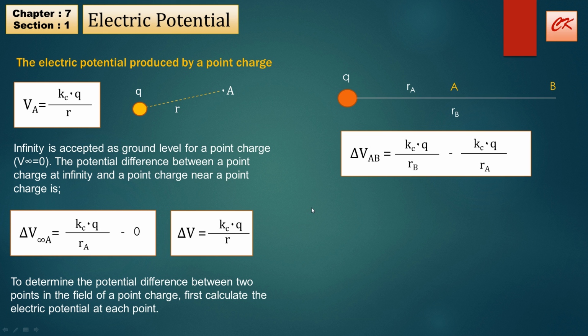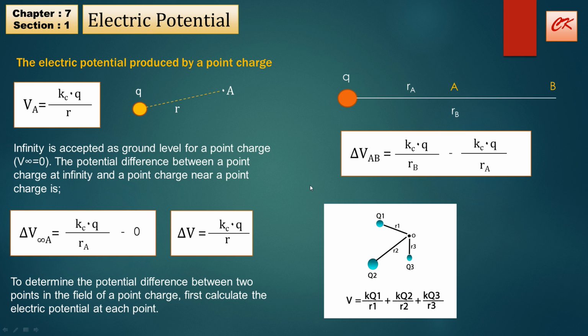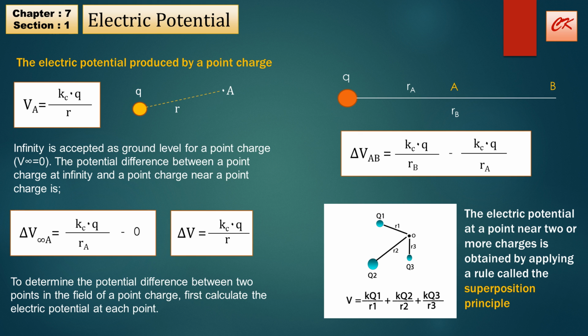Most questions are related to fields. Here there is another subtitle, let's say, the superposition principle. Sometimes the charges can be close to each other, and then we can ask what the electric potential at a point is. Here Q1 will produce a potential there, Q2 will produce a potential, and Q3 will produce a potential there. So at point O there will be a superposition, and we can calculate the total potential by adding them.